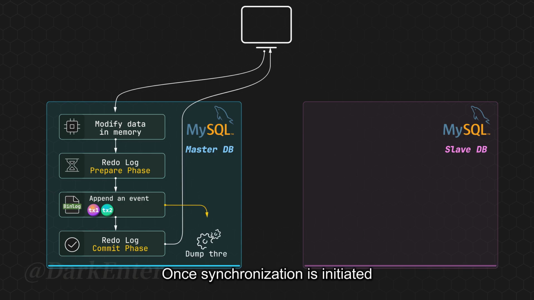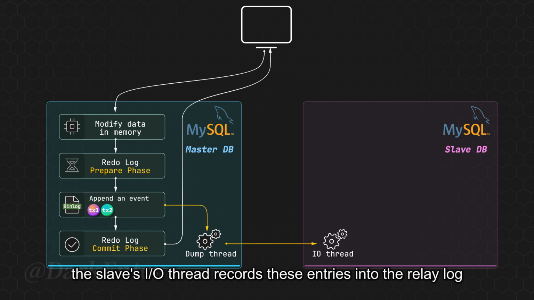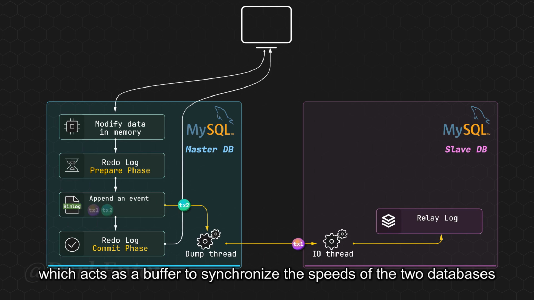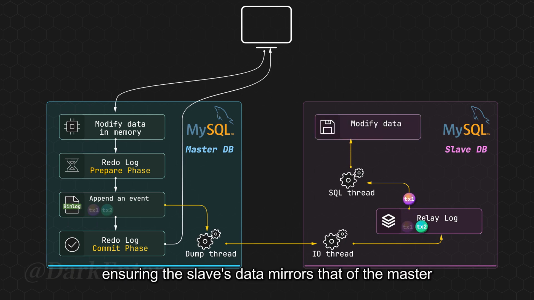Once synchronization is initiated, a dump thread fetches the latest binlog entries, forwarding them via a persistent connection to the slave. There, the slave's I/O thread records these entries into the relay log, which acts as a buffer to synchronize the speeds of the two databases. The SQL thread then retrieves logs from the relay log and replays them on the slave, ensuring the slave's data mirrors that of the master.